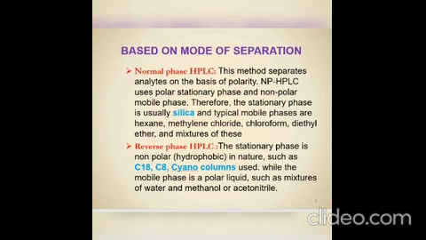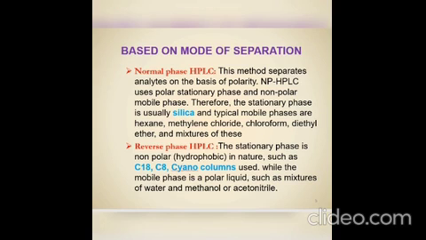In normal phase HPLC, a polar stationary phase and a non-polar mobile phase are used. Polar stationary phase means mainly silica is used. In normal phase, the mobile phase is non-polar. Non-polar mobile phase means mainly hexane, methylene chloride, chloroform, diethyl ether, and mixtures of these solvents are used.